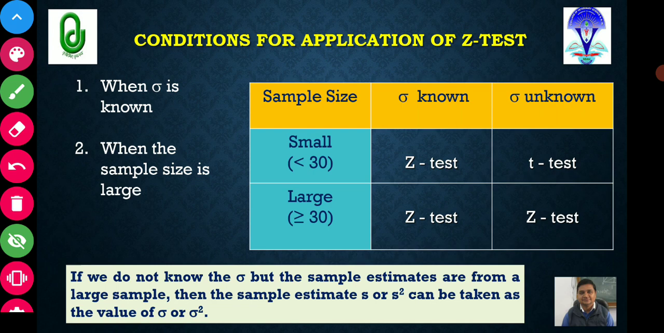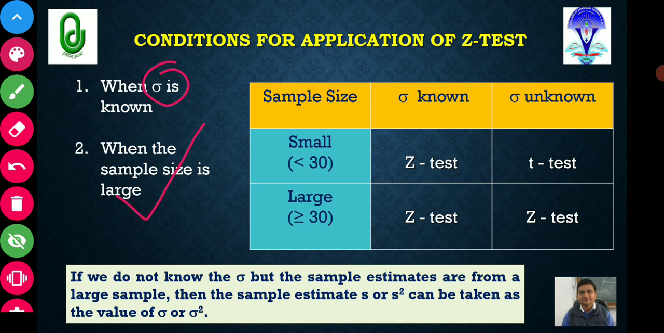So, in tests of significance, you have to remember this very important point: what are the conditions where you are applying a particular test of significance. So, what is the condition for application of Z test? When sigma is known, that means the standard deviation of the population is known, and when the sample size is large. So these are the two conditions.